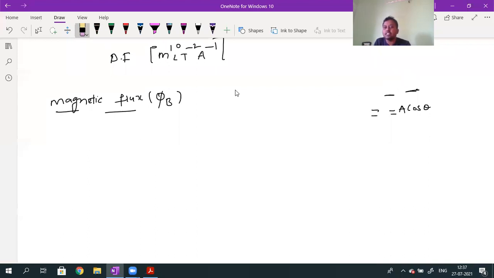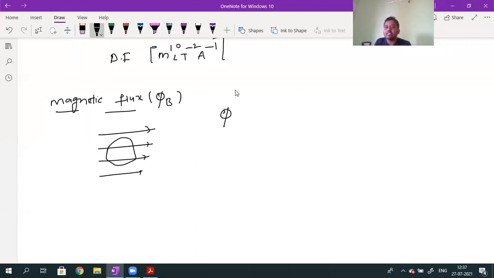So what is the definition of magnetic flux? Magnetic flux is also a measure of the number of magnetic field lines passing normally through a given surface. Now if I consider a uniform magnetic field and a certain surface, how many field lines are passing normally through this surface? That will give you the magnetic flux.